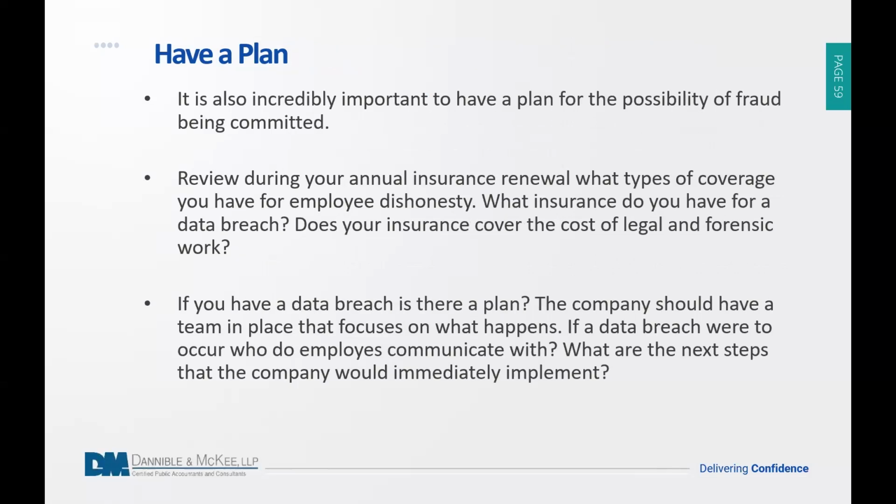That's the biggest part. It's incredibly important to have a plan for the possibility of fraud being committed. Review your annual insurance renewal. What type of coverages do you have for employee dishonesty? Do you have coverage for a data breach?